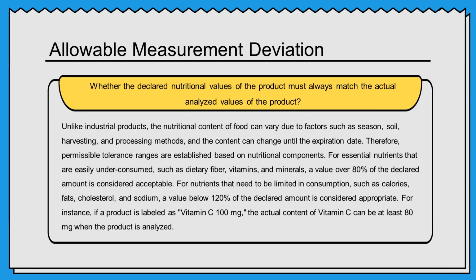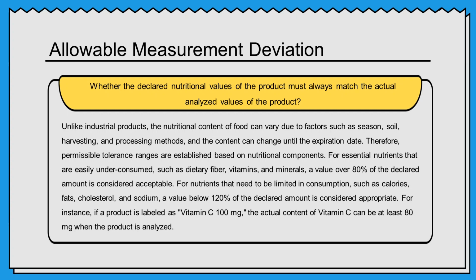This is about allowable measurement deviation. Unlike industrial products, the nutritional content of food can vary due to factors such as season, soil, harvesting, and processing methods, and the content can change until the expiration date. Therefore, permissible tolerance ranges are established based on nutrients.